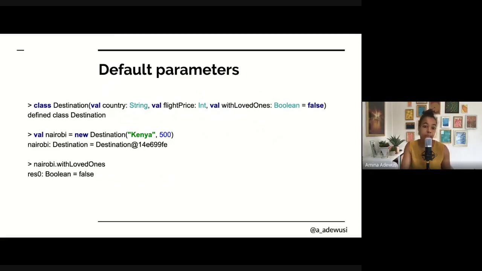false. Here, we create a new instance called Nairobi, and we comply with the contract of the class by giving this object a country and flight price. However, when we call with loved ones on the Nairobi object, we get the default value of false. This is useful because it means we only declare this parameter if true, and it saves us a few letters of code.